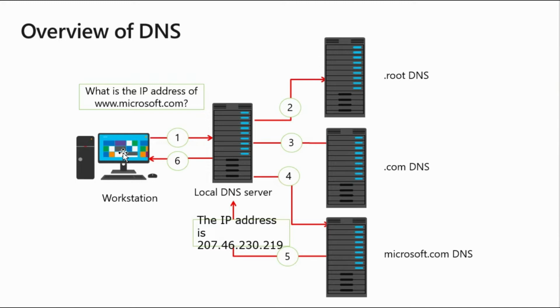DNS servers do hierarchical name resolution. At first, it will contact the root servers. If the root server doesn't know the IP, it will contact .com. If .com doesn't know the IP, it will contact Microsoft.com. In this way, it queries multiple servers, gets the answer, and returns it to the PC.